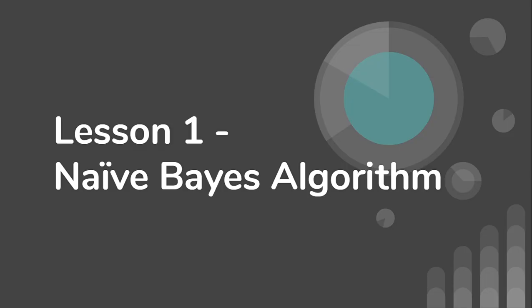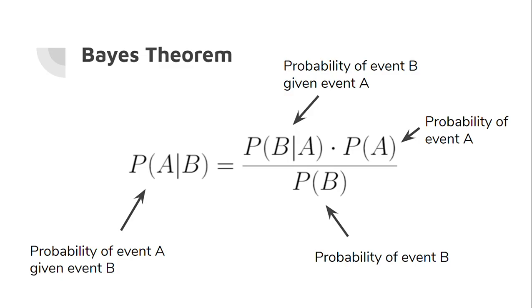Awesome, so let's jump right in. This is the very first lecture in the series, and we're going to be going over the naive Bayes algorithm. If you haven't already heard of this, this is one of the most fundamental algorithms in AI. And as you might have already guessed, it is based on Bayes' theorem.